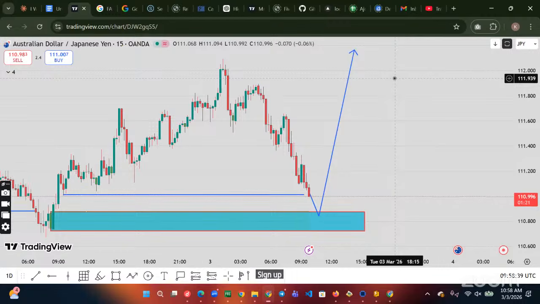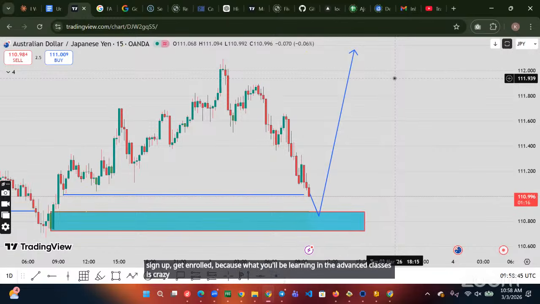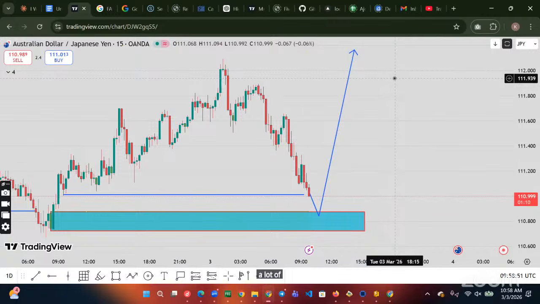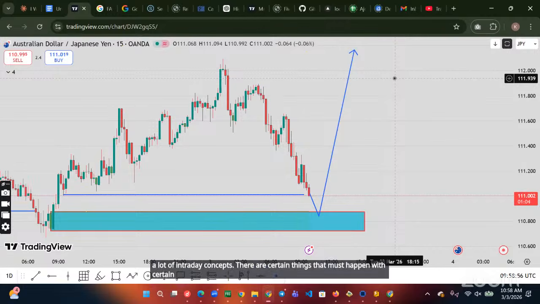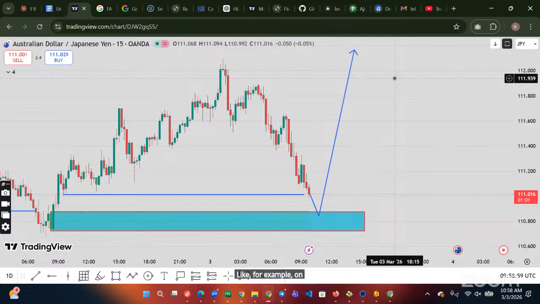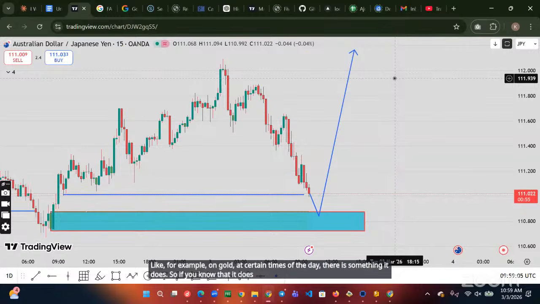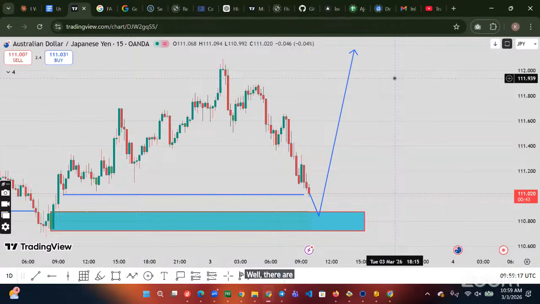Sign up, get enrolled, because what you'll be learning in the advanced classes is crazy. That's where we'll be looking at volume footprints, and a lot of intraday concepts. There are certain things that must happen with certain pairs. For example, on gold, at certain times of the day, there is something it does. So if you know that it does either a buy or a sell around 1 to 2 p.m., all you have to do is position yourself and take that trade. That is where timing is. I know tomorrow I'll talk about timing, but there are levels to information too. So enjoy the rest of the week.